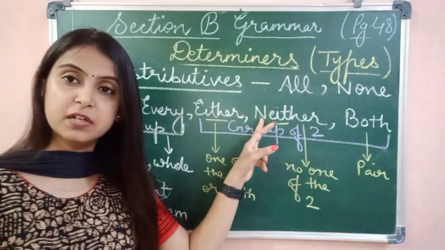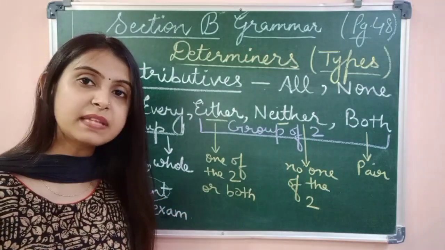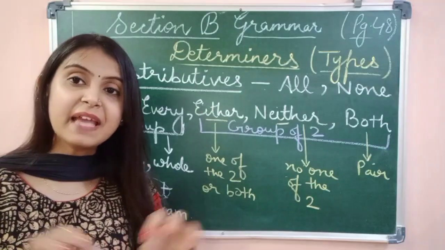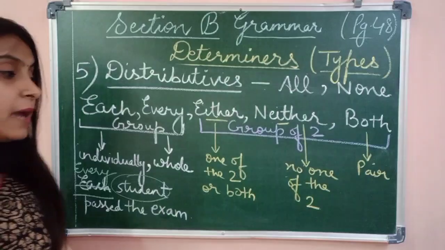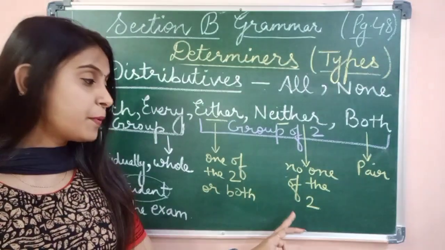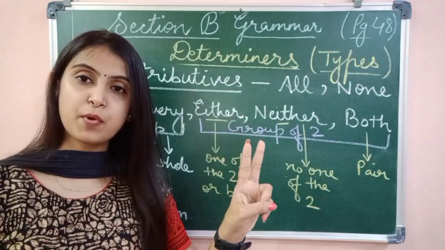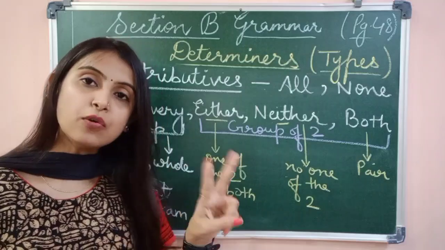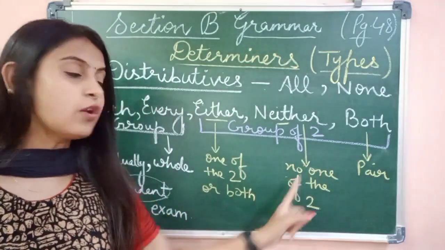Then comes neither. Neither is also used to refer to a group of two people or things. Neither means no one of the two. Neither negates the pair. For example, if I say neither person attended the meeting, there were two people who were supposed to attend the meeting and neither person attended. So out of the two, both of them did not come. So no one of the two.